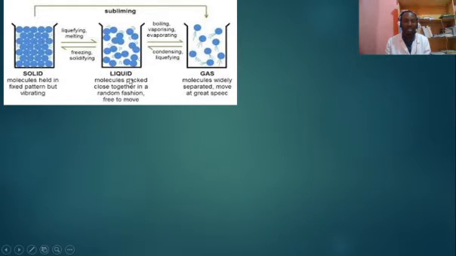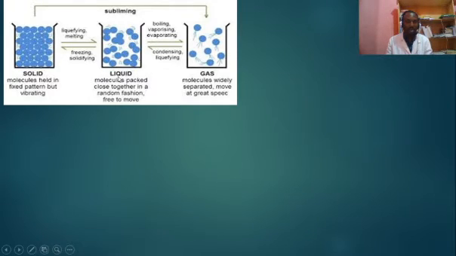What happens for a solid to go to a liquid, like we said? We said that there is melting, or what we call liquefying, becoming a liquid. You can equally change a liquid back to solid by freezing or solidifying. You are becoming a solid, so we say it's solidifying.